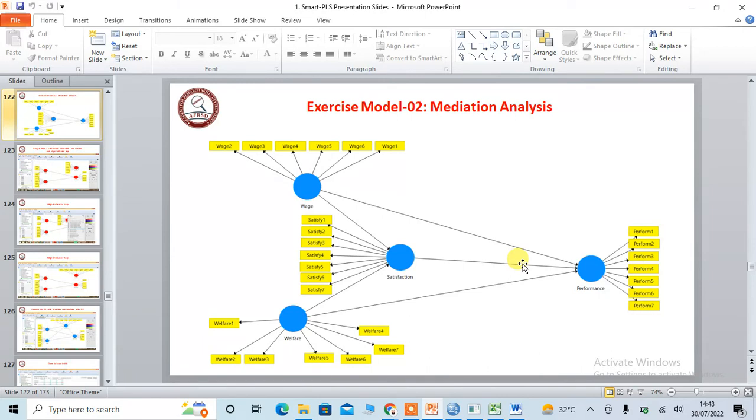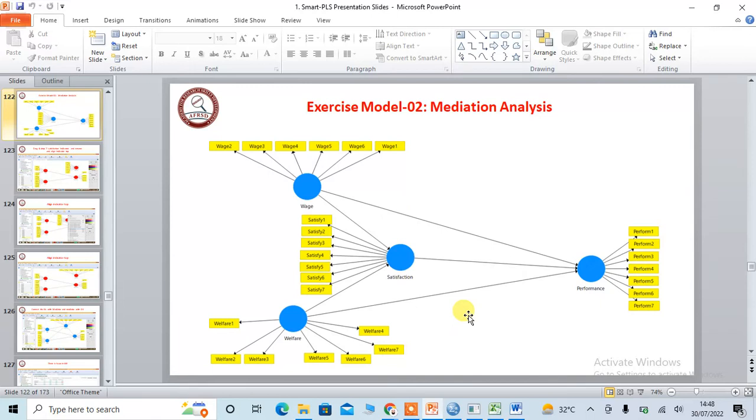Sorry, sir. I had an internet problem and I was disconnected. Can you please repeat this slide? Yes. Please, how many hypotheses are there here? Can anybody tell? Seven. Seven hypotheses.